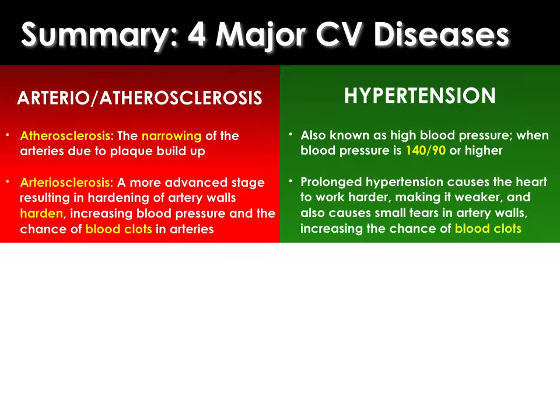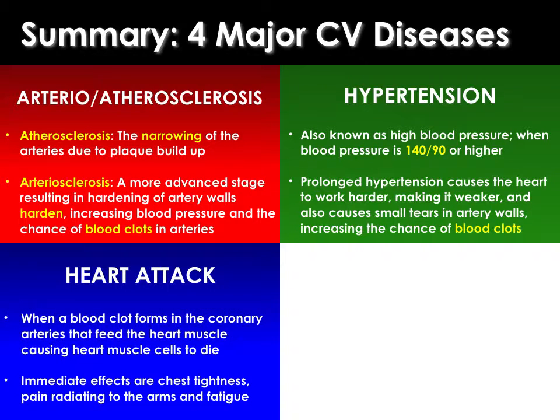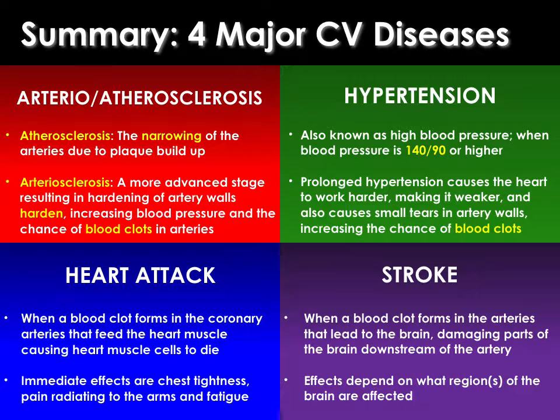Hypertension is also known as high blood pressure. Prolonged hypertension causes the heart to work harder, which actually makes it weaker and can cause small tears in the artery walls. Heart attack is when a blood clot forms in the coronary arteries that feed the heart muscles, and that causes the heart muscle cells to die. Finally, stroke is when a blood clot forms in the arteries that lead to the brain, damaging part of the brain downstream of the artery.